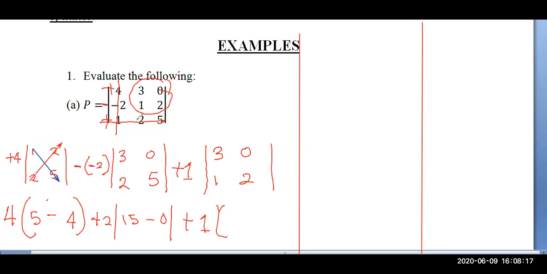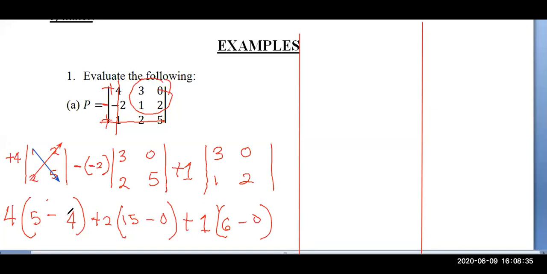Sorry, I have to use a parenthesis here and not a bracket. So that's a parenthesis. So plus 3 times 2 is 6. Then minus 1 times 0 is 0. So this is what you have. And of course, you finish up.